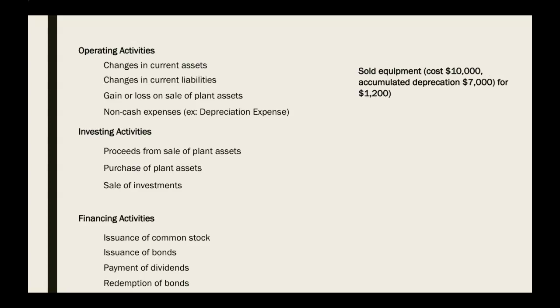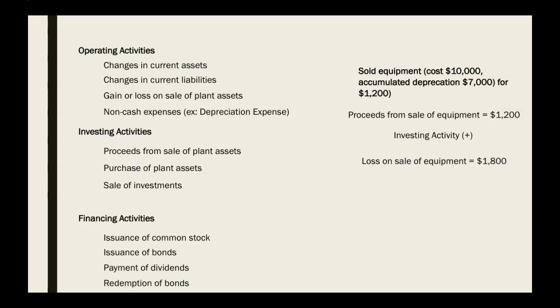Now the last one here, you sold equipment which cost $10,000, had accumulated depreciation of $7,000, and you sold it for $1,200. So, we have another multi-piece problem here again, right? The proceeds from the sale are $1,200. Well, the proceeds of the sale, that goes under investing, right? And if we are selling equipment, we are getting cash, so we add it under our investing activities.